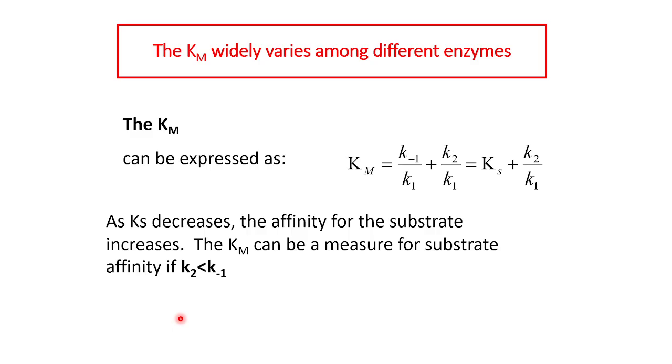Okay, so the Km widely varies among the different enzymes. The Km can be expressed as Km equals K minus 1 by K1 plus K2 by K1, which is equal to Ks plus K2 by K1. So as the Ks value decreases, the affinity for the substrate increases, and Km can be a measure for substrate affinity if K2 is less than K minus 1.